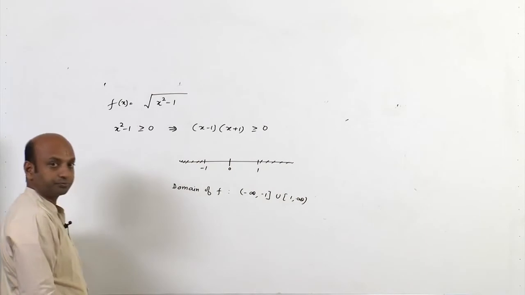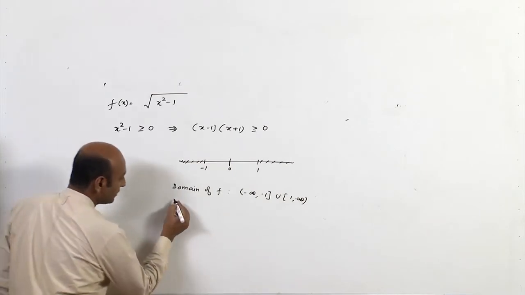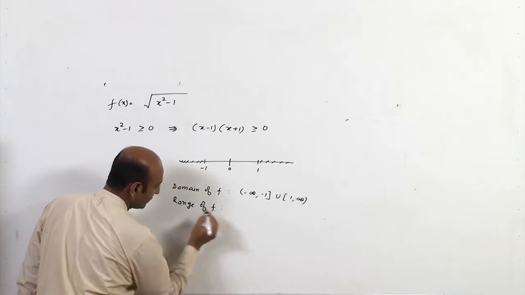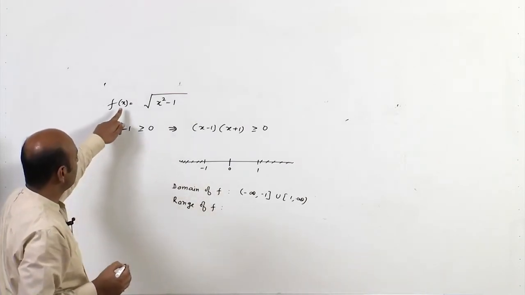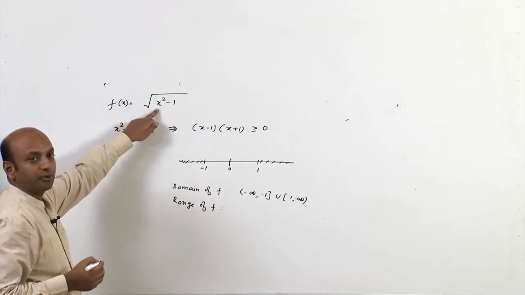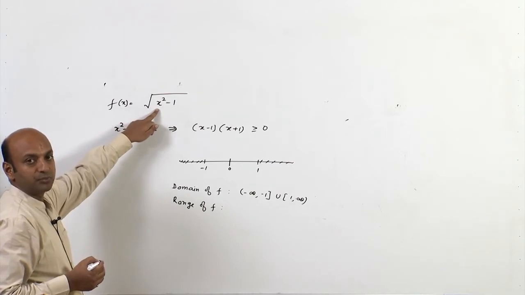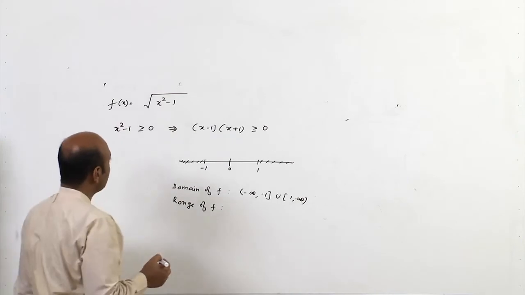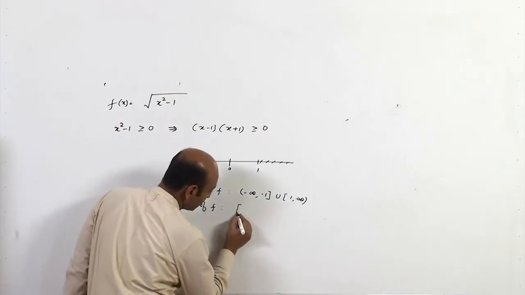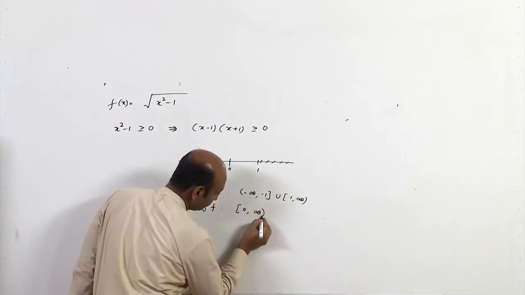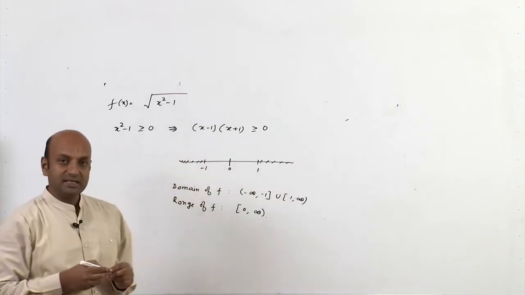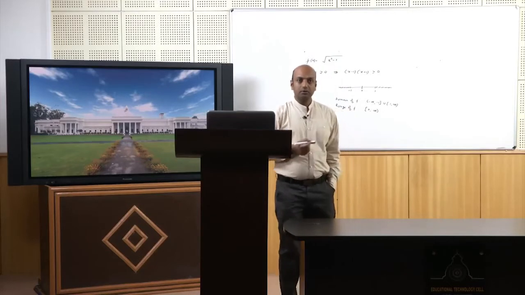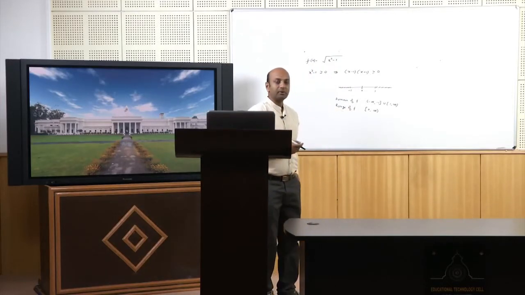And what will be the range of the function? Now, this function f will never be negative because it is under a square root. So, the range will always be non-negative, that means it is from 0 to infinity. In this way we can define the range and domain of a function. This is a simple illustration of a single variable function.